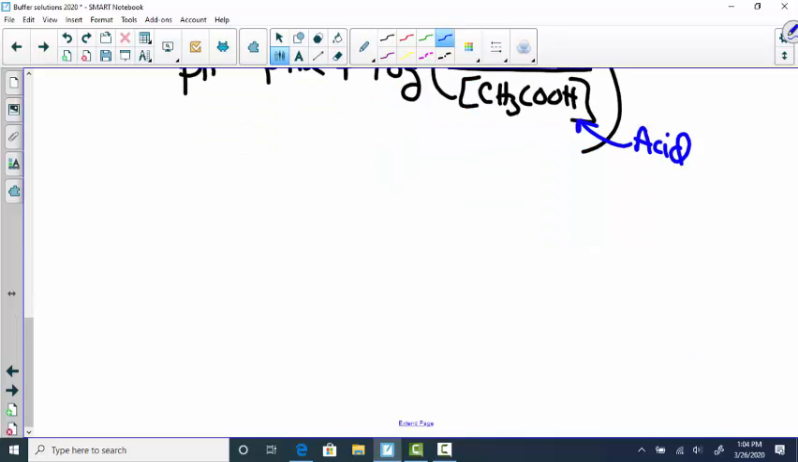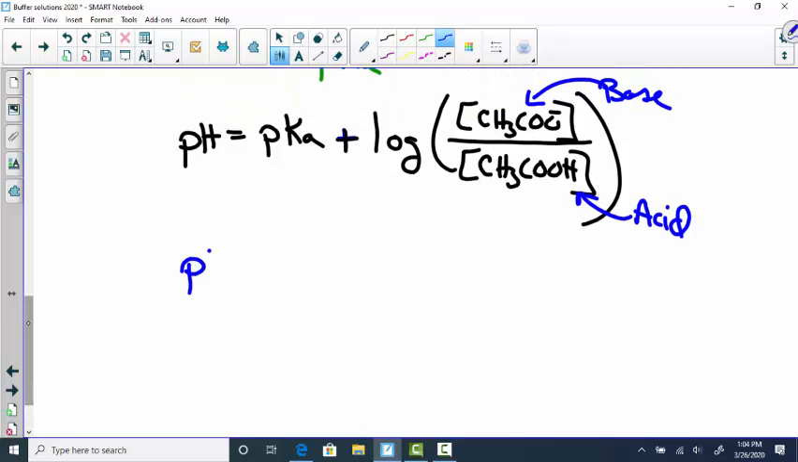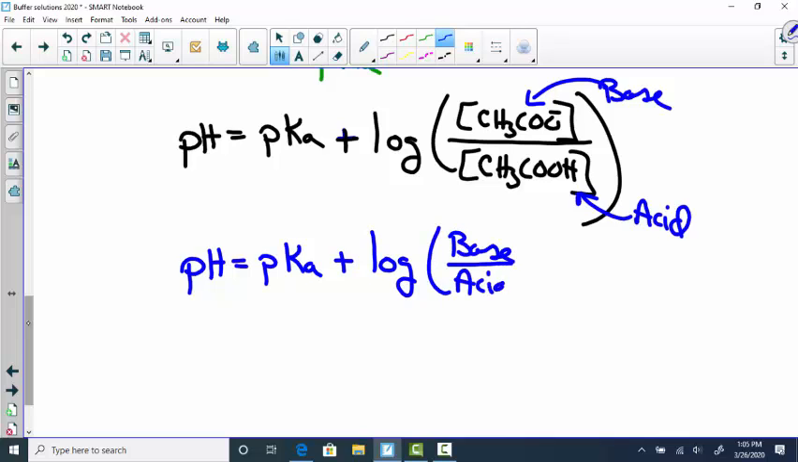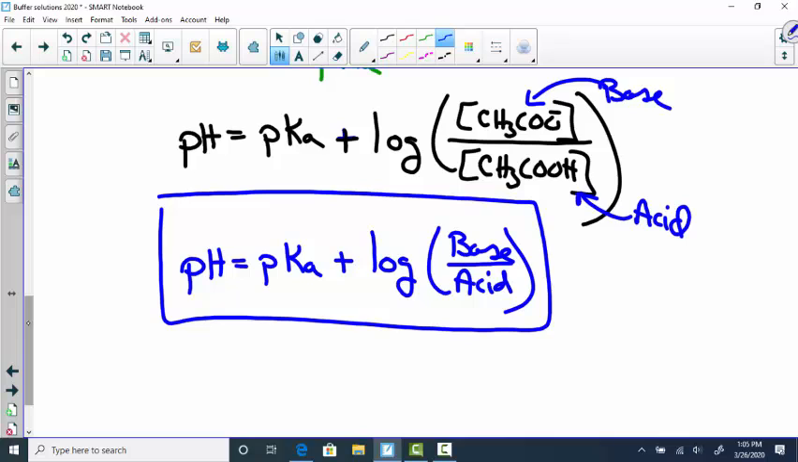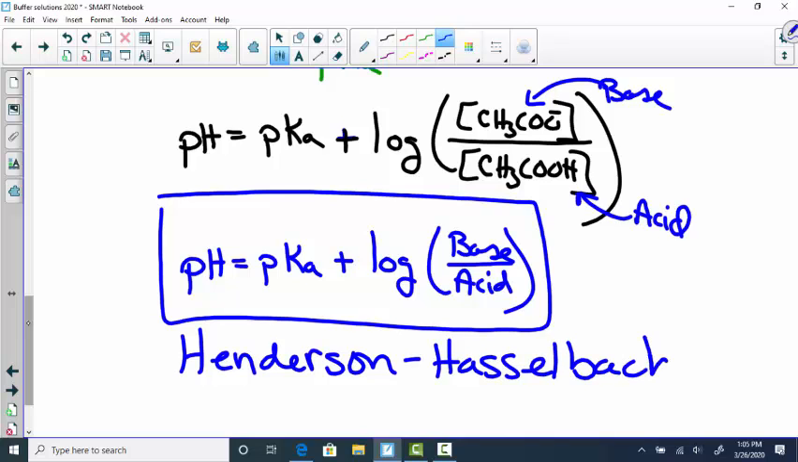So, what happens in this, just to rewrite this one last time, is this becomes pH equals the pKa plus the log of the concentration of the base over the concentration of the acid. That is the final equation, and you should go to the AP Chem equation sheet and check it off. But this equation is called the Henderson-Hasselbalch equation. Okay, the Henderson-Hasselbalch equation.